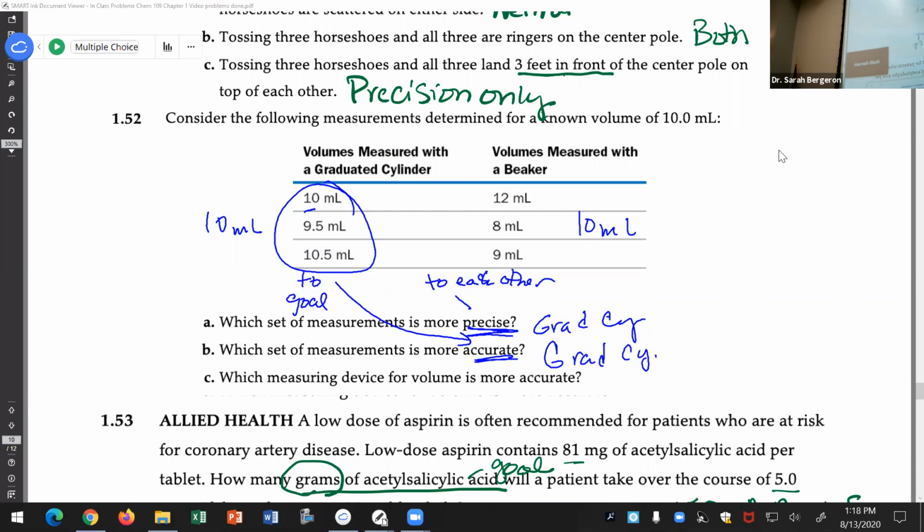So which measuring device for volume is more accurate? Do you want to measure with a graduated cylinder, or do you want to measure a volume with a beaker? I want the graduated cylinder, absolutely. A beaker is terrible for measuring volume. It's good for mixing, but terrible for volume.